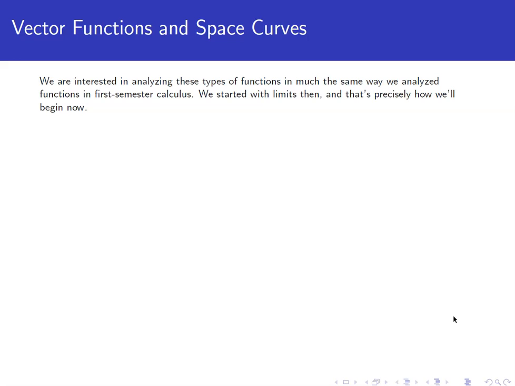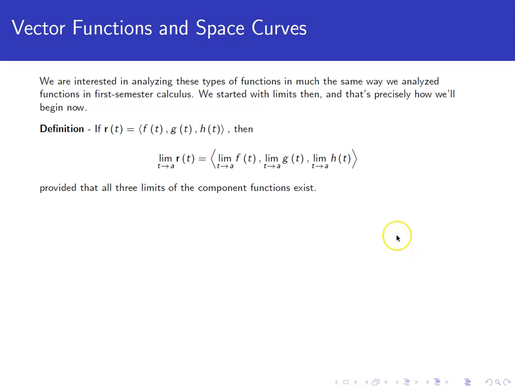As I mentioned previously, we are going to look at analyzing these types of functions by their component functions. In particular, we'll analyze the component functions the way we did back in first semester calculus. Back in first semester calculus, our very first topic was limits. So let's go with limits of vector-valued functions. If we have a vector-valued function written in its component form, then the limit as t approaches a of the vector-valued function is simply the vector that you get when you look at the limits as t approaches a for all three component functions, provided that all three of these functions have limits at that value.